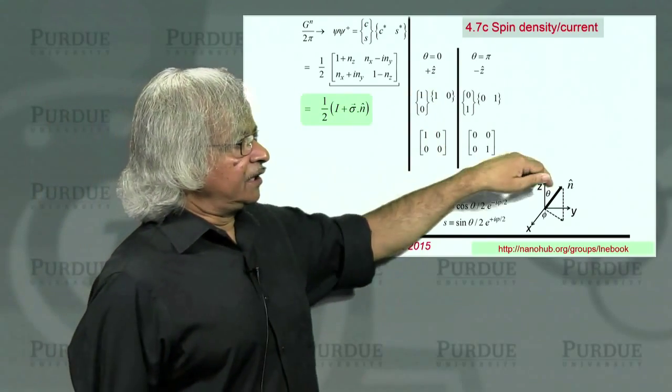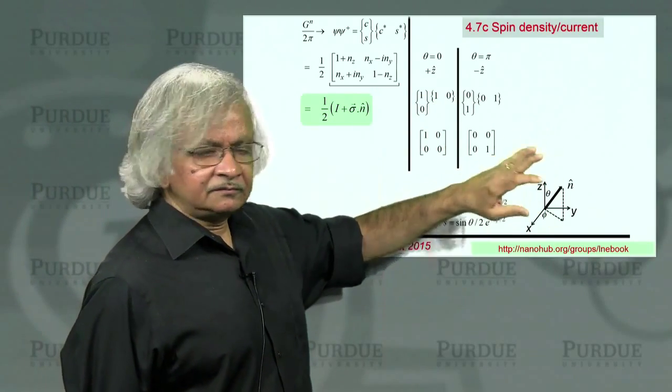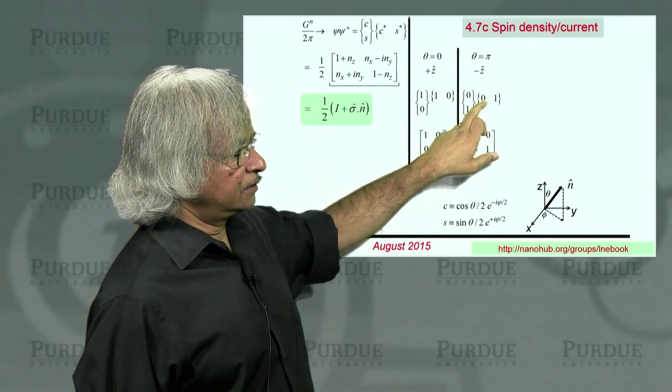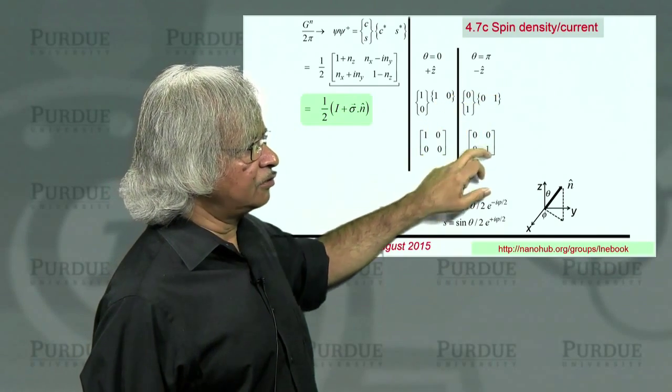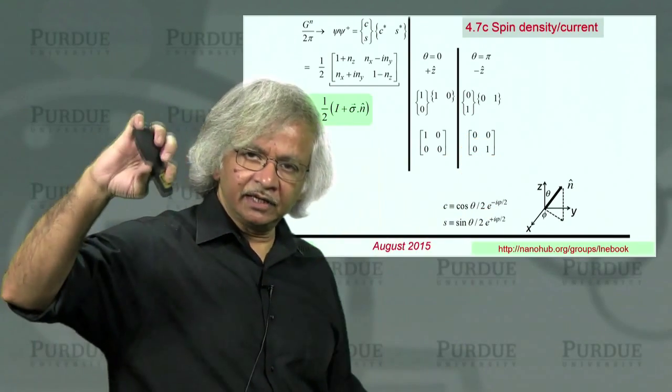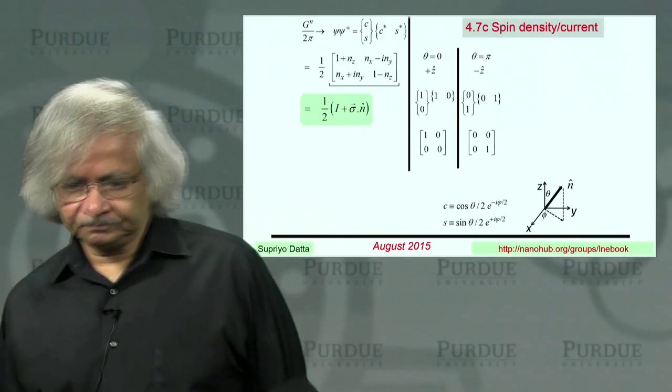Now consider something along the negative Z direction. And you can show in that case the wave function would be like (0, 1). So when you multiply it out, you'd get [0, 0; 0, 1]. So that's a spin in the negative Z direction.